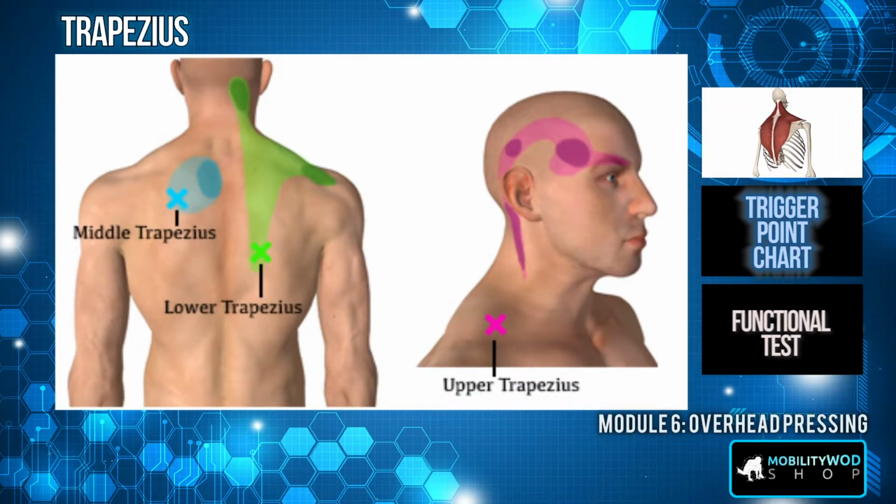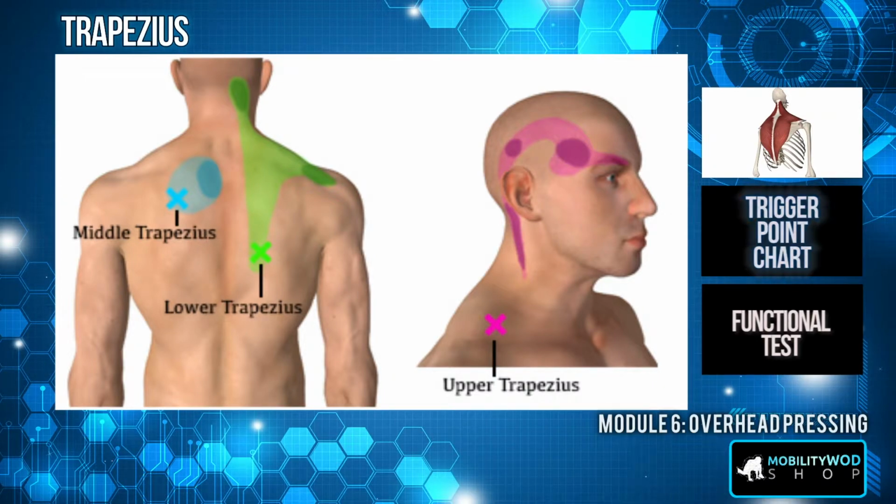Trigger points in the trapezius vary based on which portion of the muscle has the adhesion. The upper trapezius is largely responsible for tension headaches. The middle trapezius refers pain locally between the shoulders, while the lower trapezius causes neck pain and pain in between the shoulders.